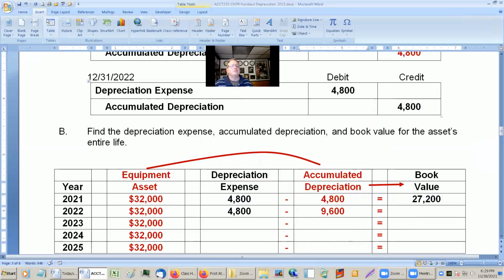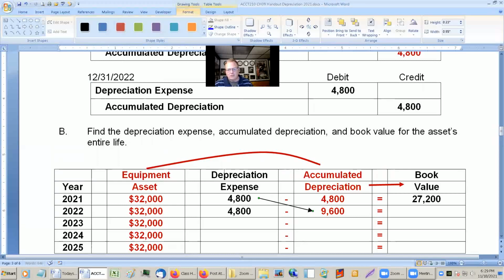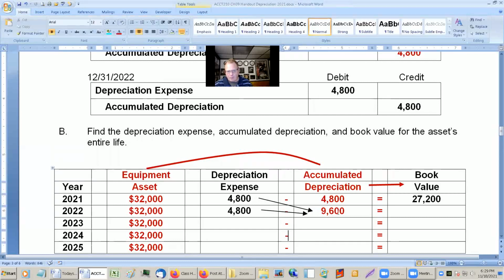So 9,600 subtracted. These are the two depreciations we have so far, and those two added up will be 9,600. So this will be 32,000 minus 9,600. It's what, 22,400 maybe? 22,400, yep. Putting dollar signs.